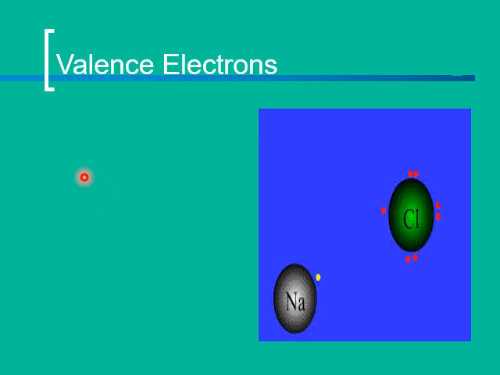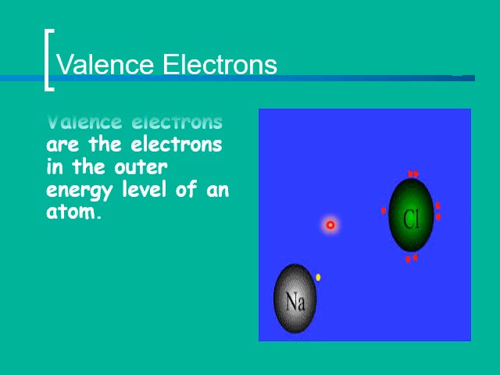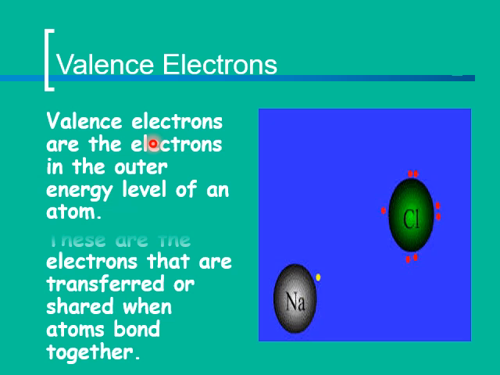One word that we're going to come across again and again is valence electrons. And what are valence electrons? If we look at sodium, we can see that it has one valence electron. And if we look at chlorine, we can see that it has seven valence electrons. What does that mean? Valence electrons are the electrons in the outer energy level of an atom. So all of those electrons in the last shell, those would be considered your valence electrons.